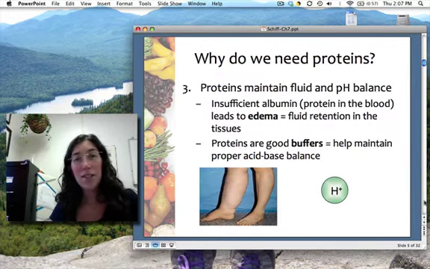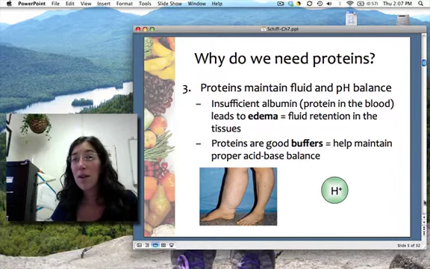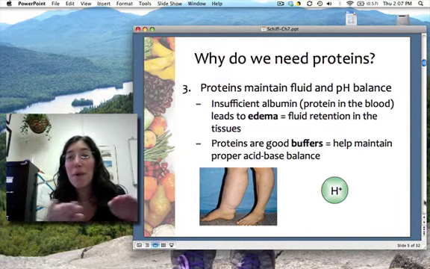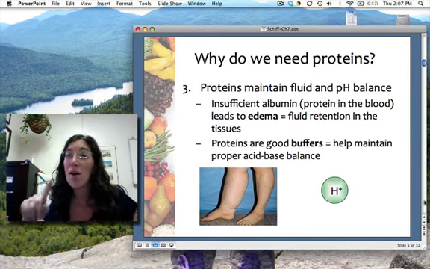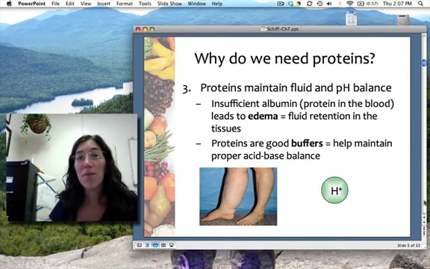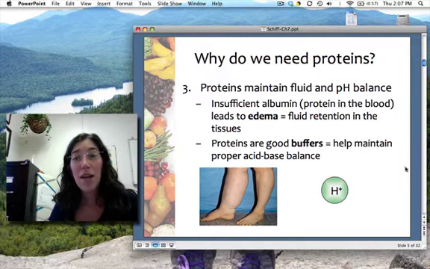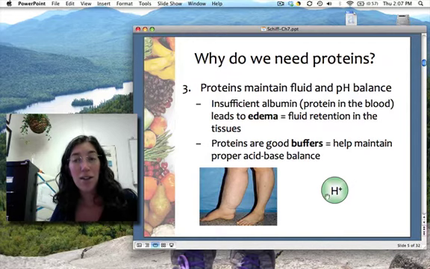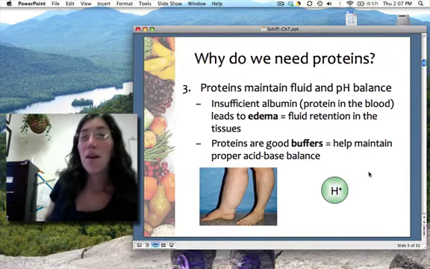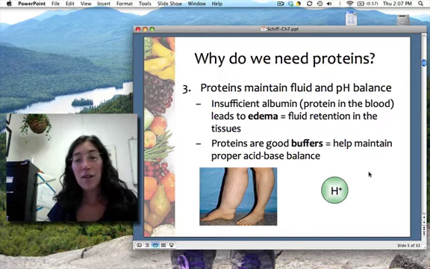Another role for proteins is in fluid balance and pH balance. So remember, our body's constantly trying to achieve a state of homeostasis, sort of a happy baseline, okay? Blood sugar levels, blood pressure, blood sodium levels, blood fluid levels, okay? And also the pH. pH is measured by levels of hydrogen ion, this H plus molecule. So proteins, there's a protein in the blood called albumin, which really exists there to play a role in fluid balance.